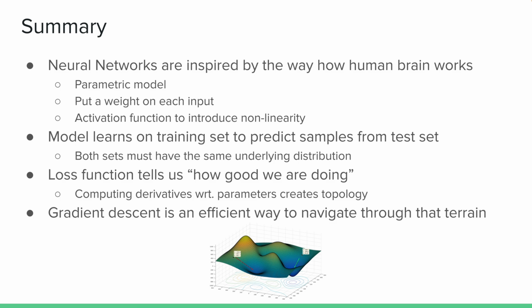The loss function tells us how well we're doing, and we compute the derivatives with respect to each parameter and then update all the parameters in one go, taking a step in the direction where our derivatives have the steepest descent. In other words, where we're going down the fastest. Gradient descent is an efficient way to navigate this terrain by performing exactly this operation: checking your surrounding area and then taking a small step in the direction of your steepest descent.